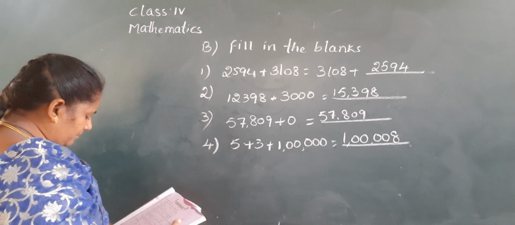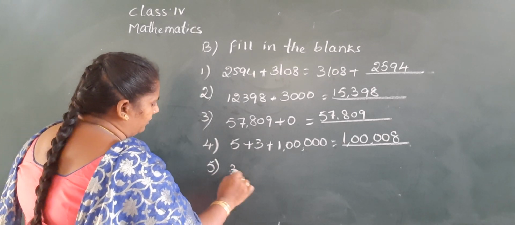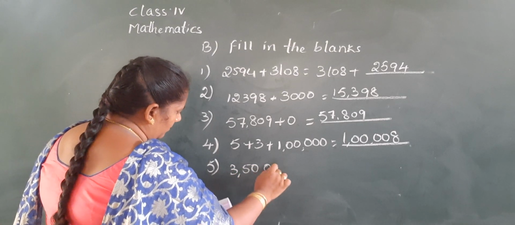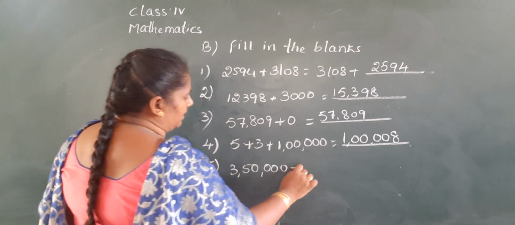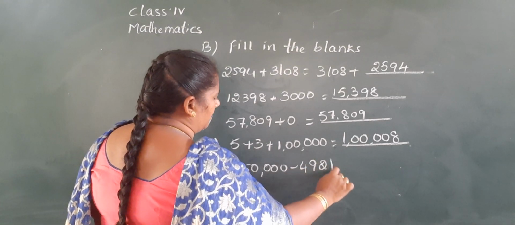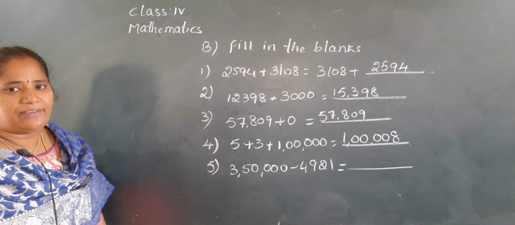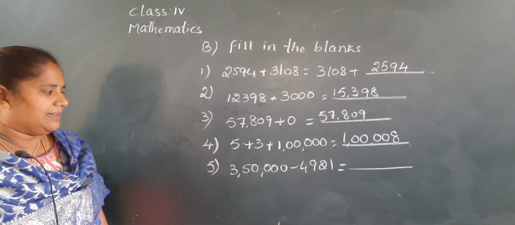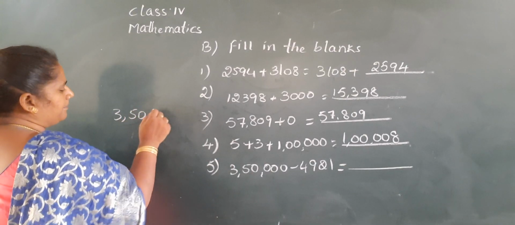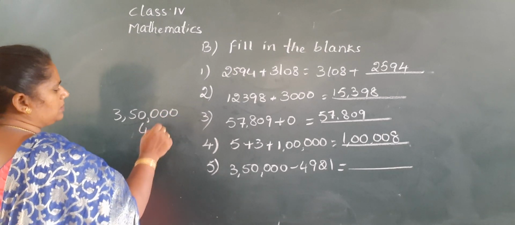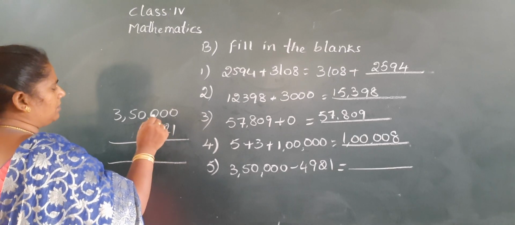Sorry. Next one. Fifth problem, Nana. 3,50,000. They are not given commas, Nana. We only keep the commas for better understanding. What is the difference between 3,50,000 and 4,921? We will do the subtraction on the side, Nana.